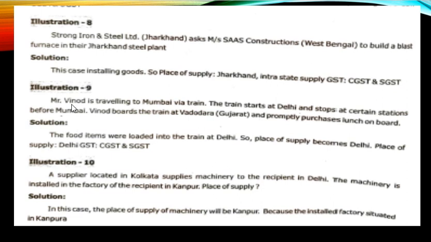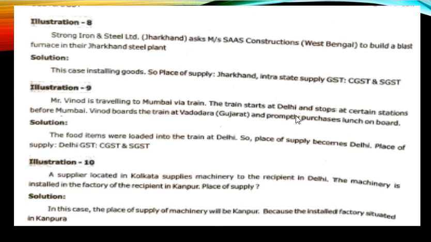So the next, illustration 9. Mr. Vinod is traveling to Mumbai via train. The train starts at Delhi and stops at certain stations before Mumbai. So Vinod boards the train at Gujarat, which is Vadodara, and promptly purchases lunch on board. In this case, the food items were loaded into the train at Delhi because the journey is starting at Delhi.